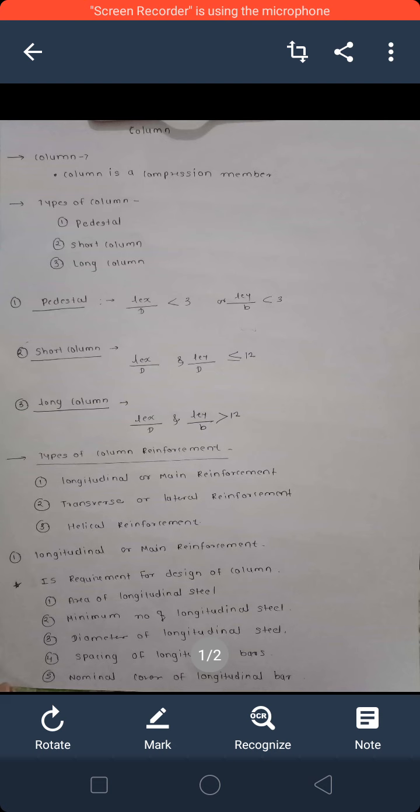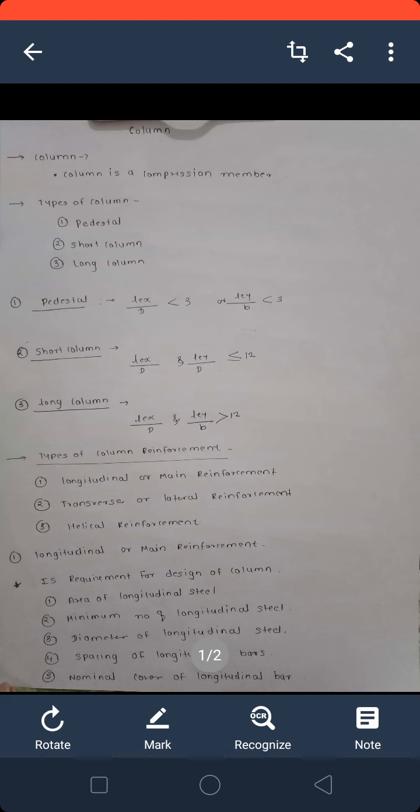Our next topic is types of column reinforcement. So there are three types of column reinforcement. First one is longitudinal or main reinforcement. Second one is transverse or lateral reinforcement. Third one is helical reinforcement.